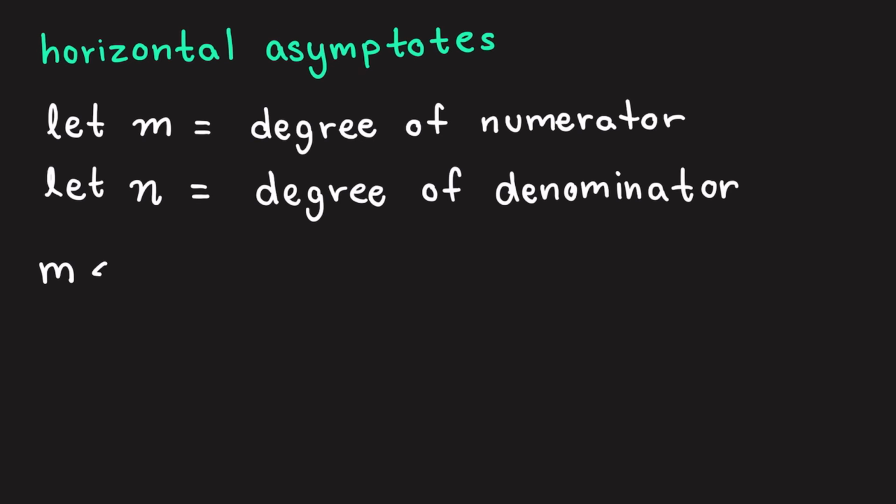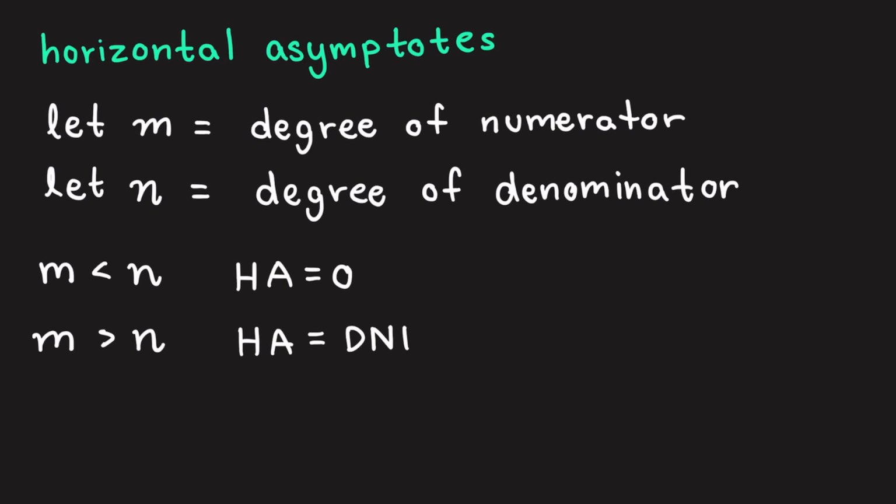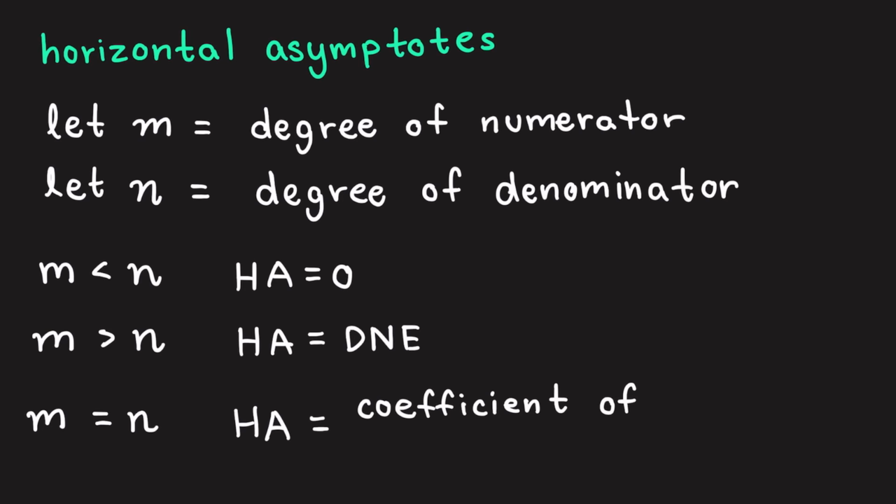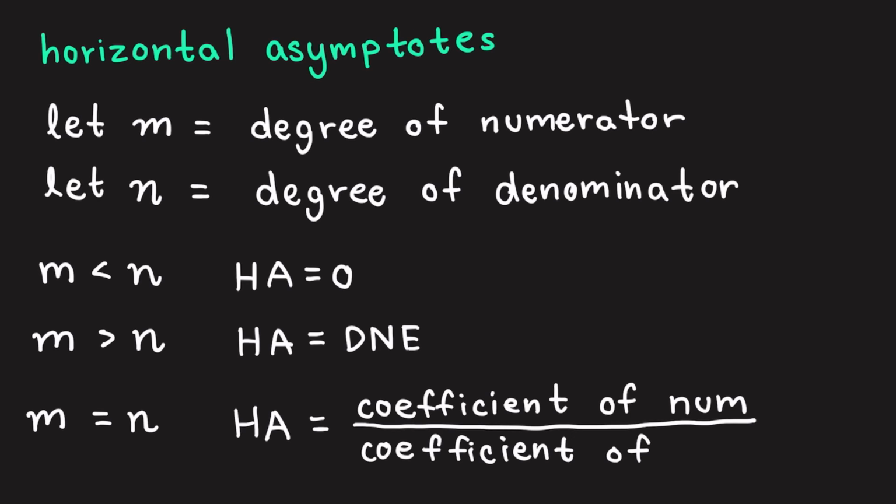If m is less than n, then the horizontal asymptote is equal to 0. In other words, the limit as the function approaches infinity is equal to 0. If m is greater than n, then the horizontal asymptote does not exist, so we cannot utilize this method. Finally, if m is equal to n, then the horizontal asymptote is equal to the coefficient of the largest degree of the numerator divided by the coefficient of the largest degree of the denominator.